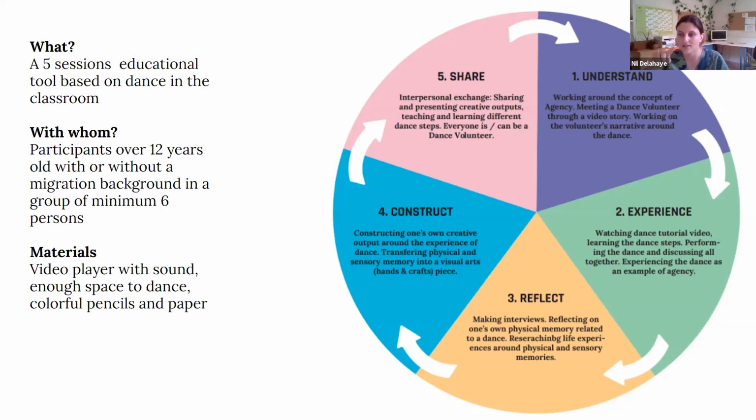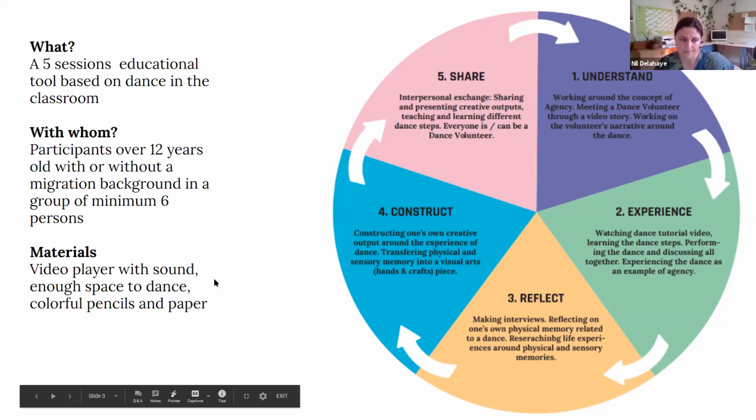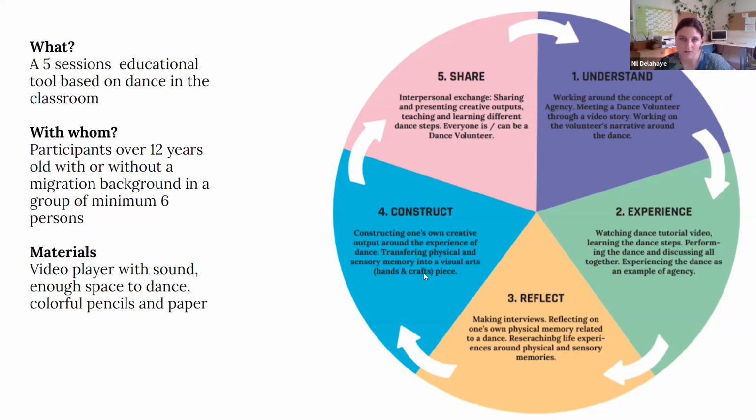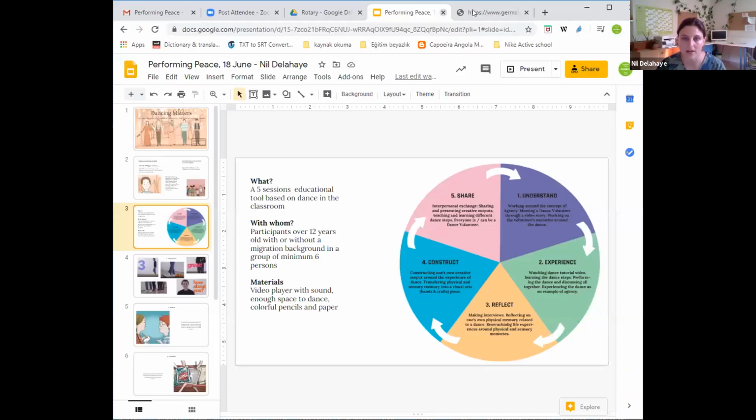All those sessions, as you can see in the circle there, are aiming at a different purpose each time. The first session is to understand. In order to do that, we chose some people that we called the dancing volunteers. We tell their stories, and children listen to their stories. I just want to show you a little part of that story so that you can have an example.